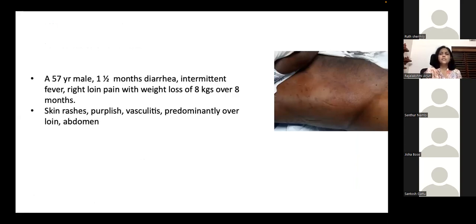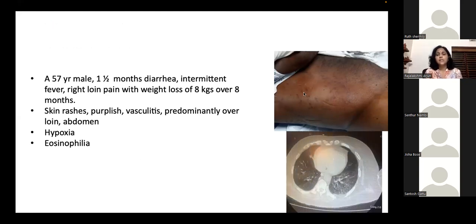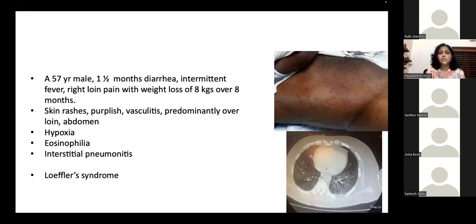Another similar syndrome, but with a totally different presentation, is this male who presents with 1.5 months of diarrhea, intermittent fever, flank pain and weight loss. He also noted a purplish rash, which was initially thought to be vasculitis. He ended up developing hypoxia and was noted to have eosinophilia. Because of the hypoxia, he underwent an initial X-ray and then a CT, which showed interstitial pneumonitis. What is this syndrome? This is very classical and is known as Loeffler syndrome.